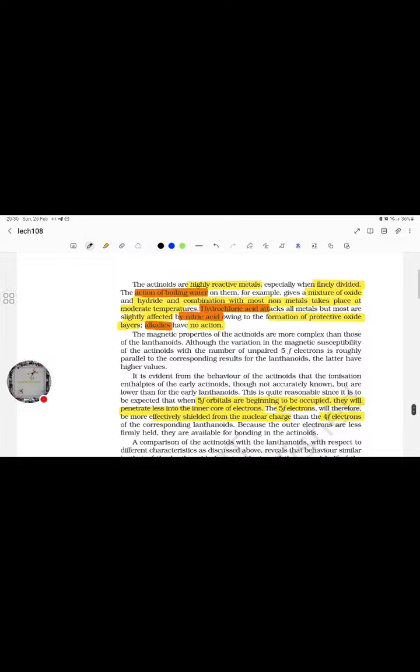The actinoids are highly reactive metals, especially when finely divided. The action of boiling water on them, for example, gives a mixture of oxide and hydrate, and the combination with most non-metals takes place at moderate temperatures. Hydrochloric acid attacks all the metals, but most are slightly affected by nitric acid owing to the formation of protective oxide layers. Alkalis have no action.